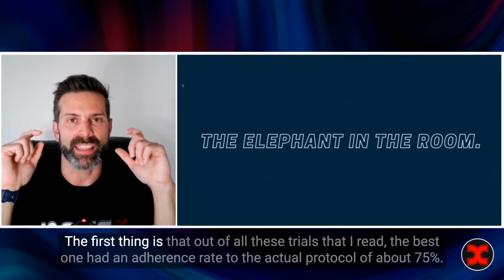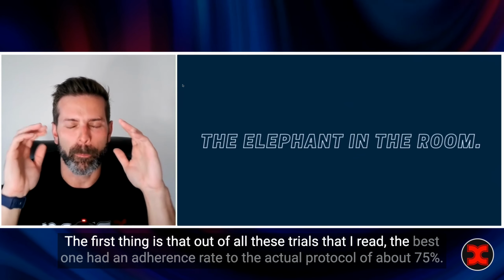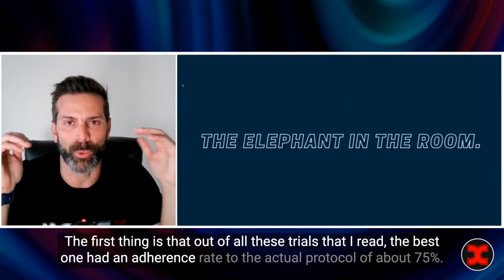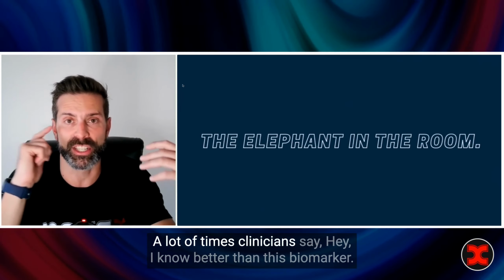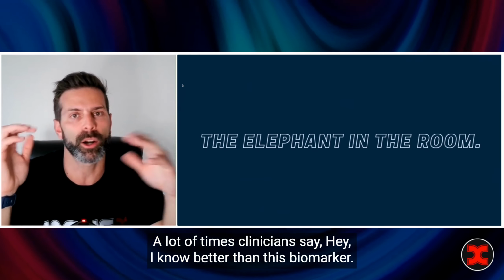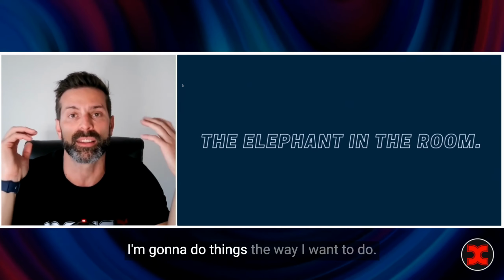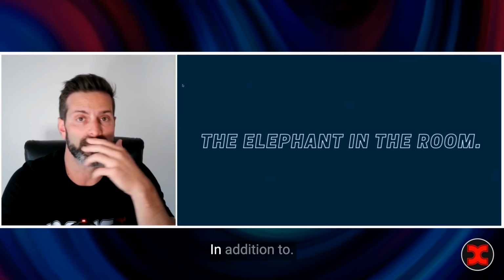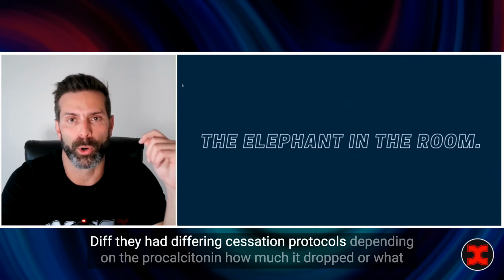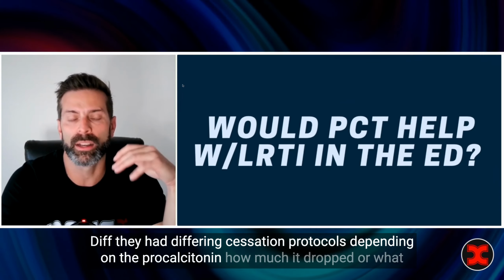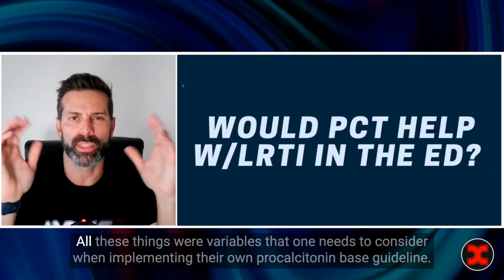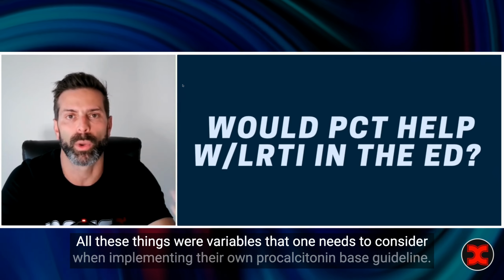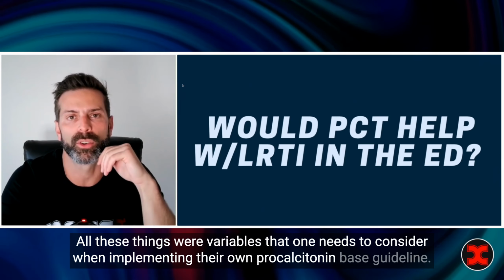The first thing is that out of all these trials that I read, the best one had an adherence rate to the actual protocol of about 75%. A lot of times clinicians say, hey, I know better than this biomarker, I know better than this test, I'm going to do things the way I want to do. In addition, they had differing cessation protocols depending on the procalcitonin, how much it dropped, or what the baseline procalcitonin was on admission. All these things were variables that one needs to consider when implementing their own procalcitonin-based guideline.